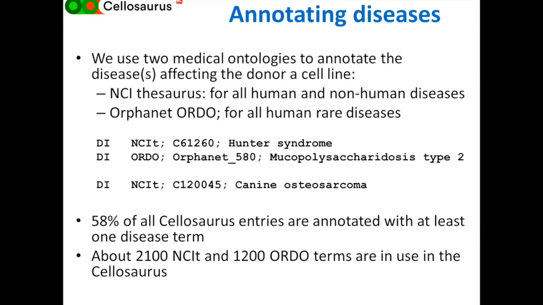The Ordo terms and NCI Thesaurus are more or less already explained before, because NCI also caters for non-human disease, and it also caters for non-rare cancer. So we have a lot of terms for cancers which are out of the scope of rare disease. But you see that there are already 1,200 Ordo terms which are in use in Cellosaurus.